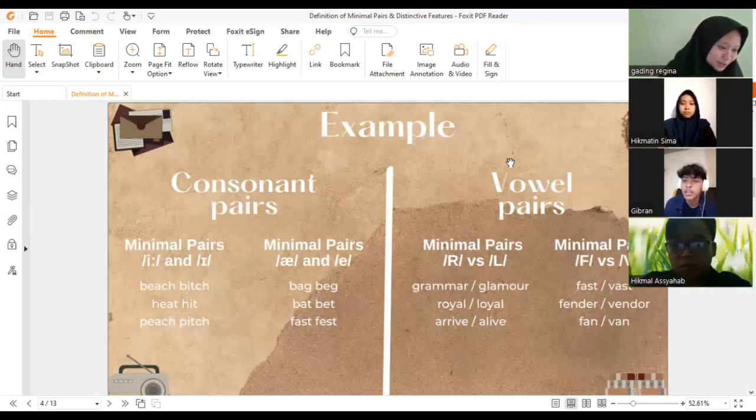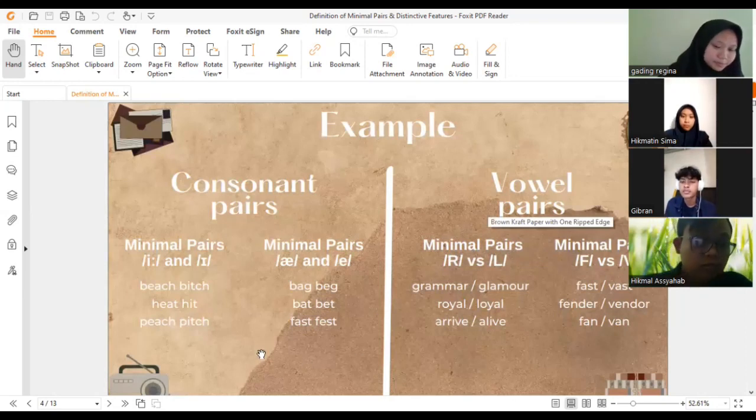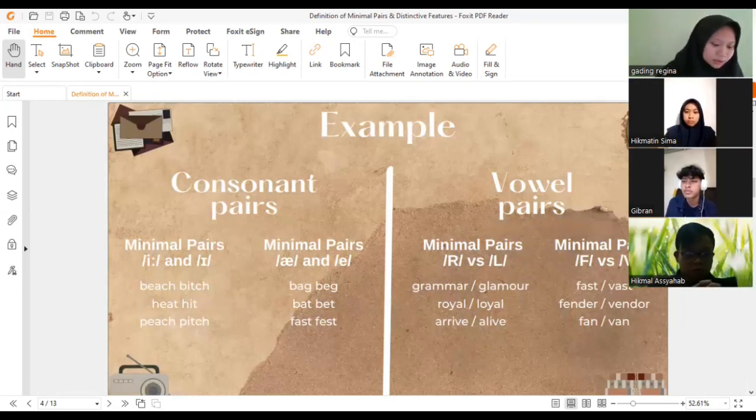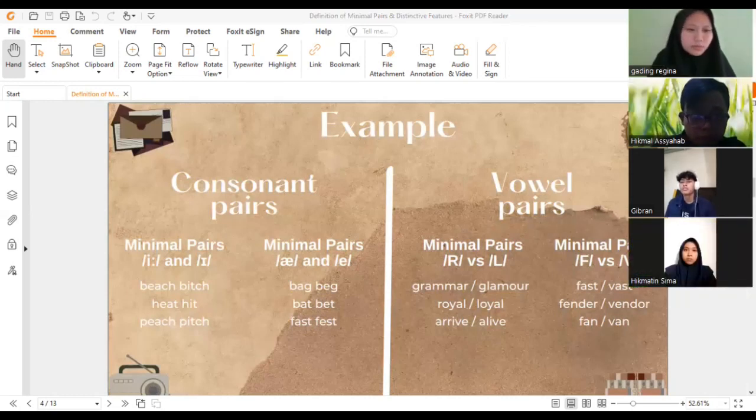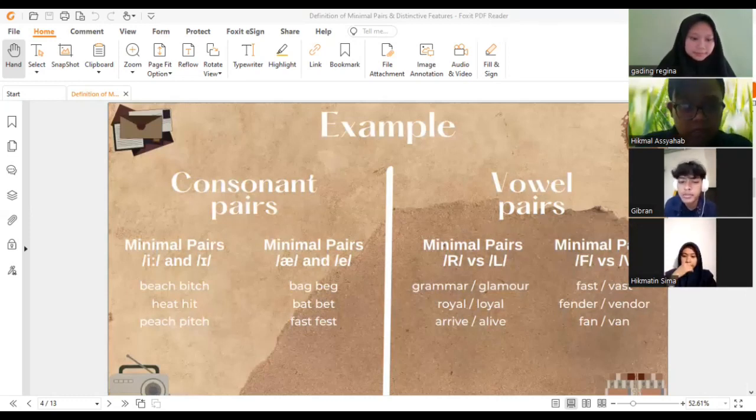Pairs. So next, now we'll explain about this. Oke, sorry, nih, pendengaran suaranya. Dengeran. Okay. Distinctive feature. Wait.